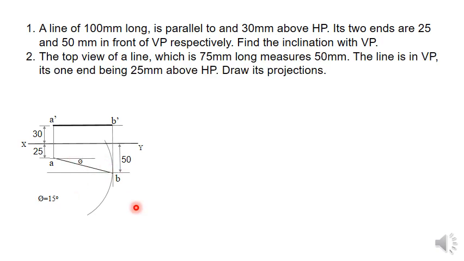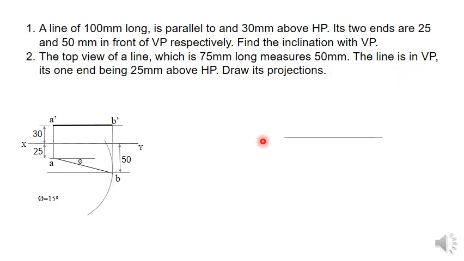Now let us take another example. Here the top view of a line is given, which is the top view of a line which is 75 mm long. So the true length of the line is 75 mm and the top view measures 50 mm. So the length of the top view is 50 mm. So these two things are given: the length of the top view and the actual, true length of the line. Now this line is in the VP.